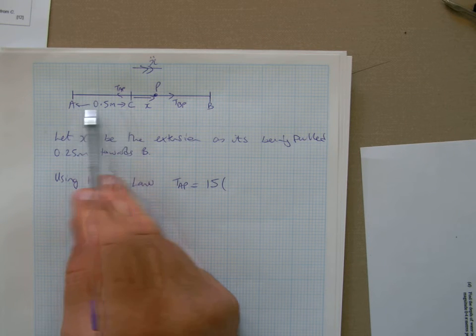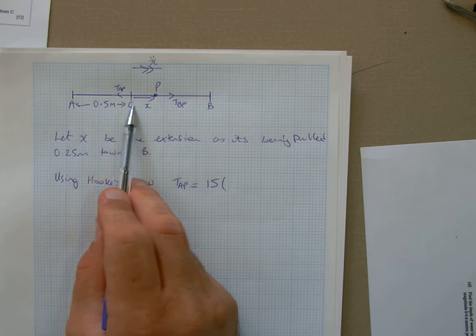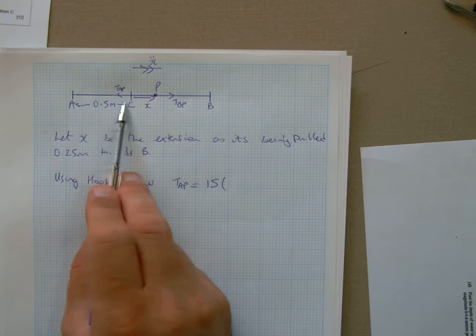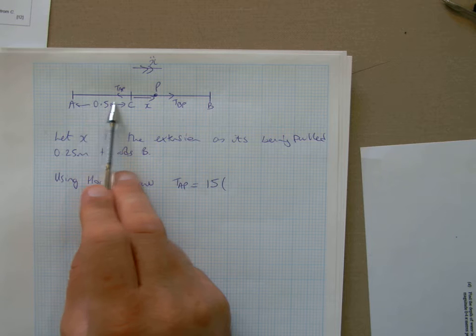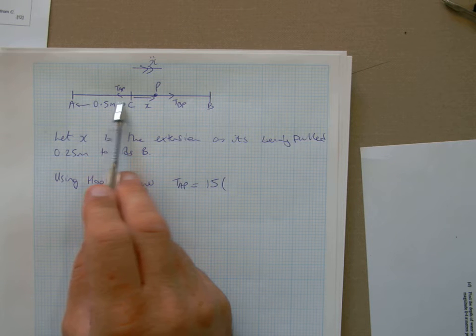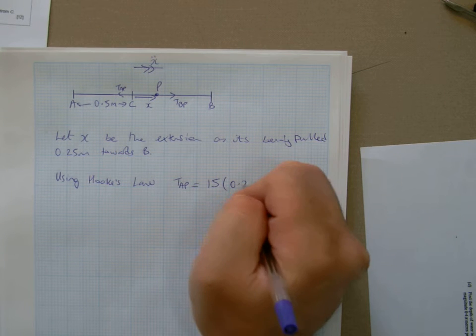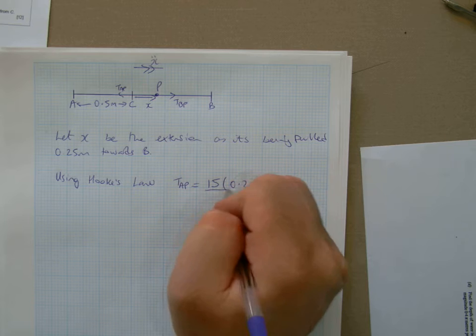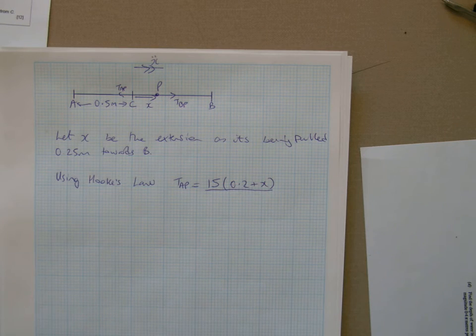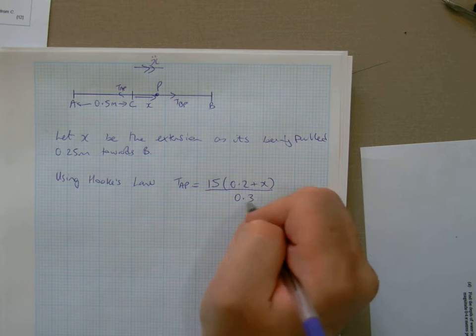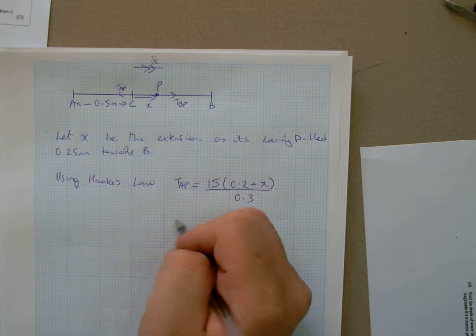Remember we worked out AC in part A to be 0.5, and the natural length of the string AP was 0.3, so it already had an extension of 0.2, plus this X. So it'd be 0.2 plus X. That's what the new extension will be on its way towards B, over the natural length, which is 0.3. So that's AP. Now BP is a little bit more complicated.